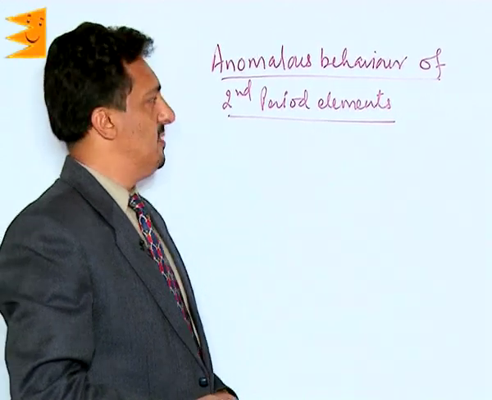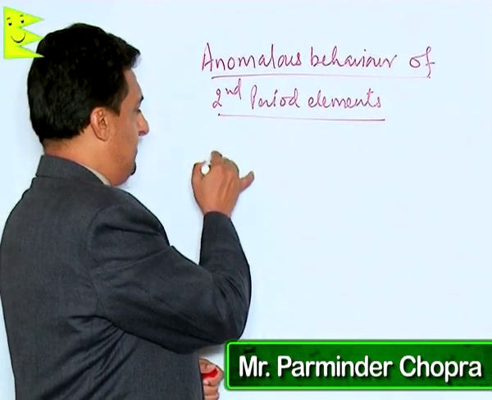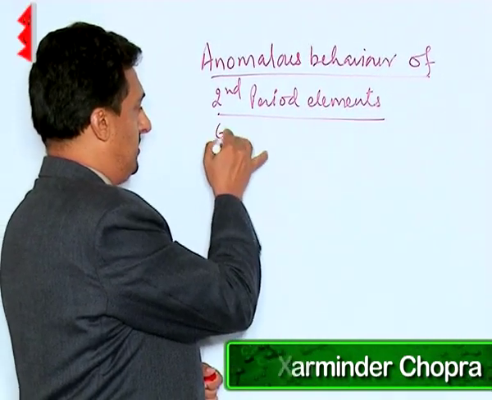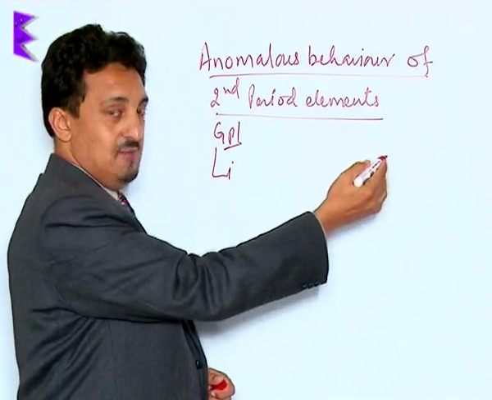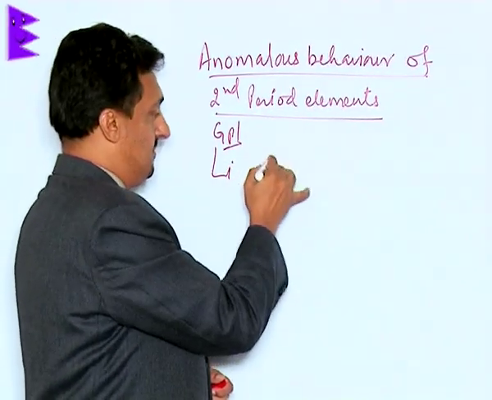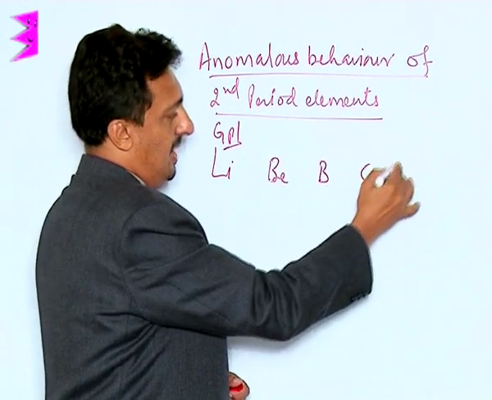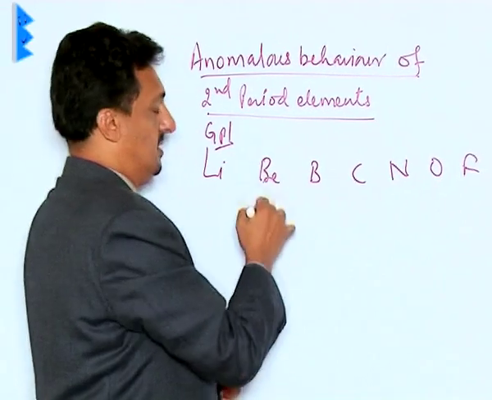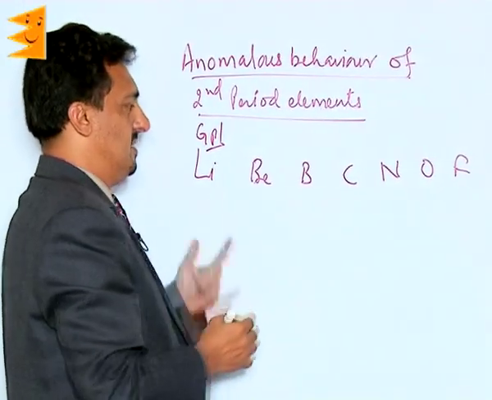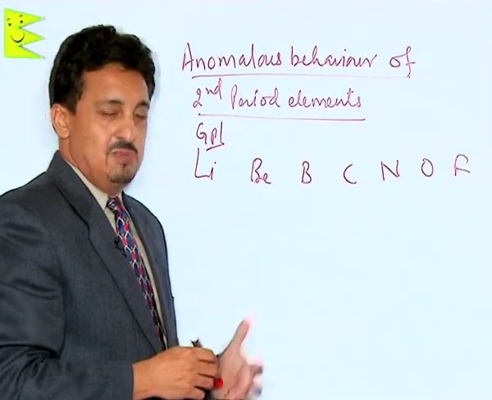Anomalous behavior of the second period elements. See, the second period elements from group 1 to group 17 I am talking about. It's lithium, beryllium, boron, carbon, nitrogen, oxygen and fluorine. So what we find is all of these elements show anomalous behavior.